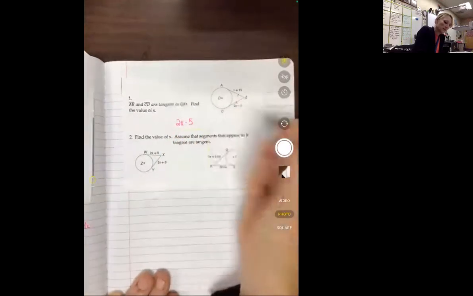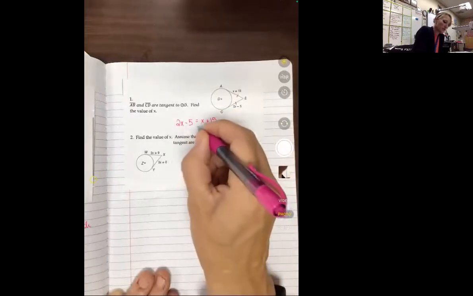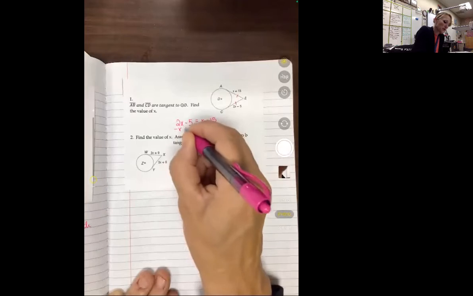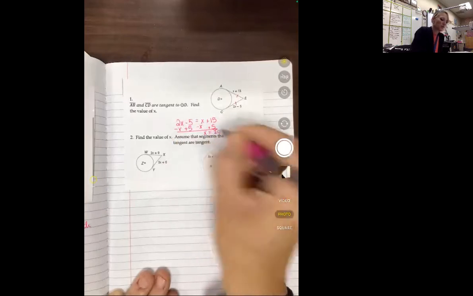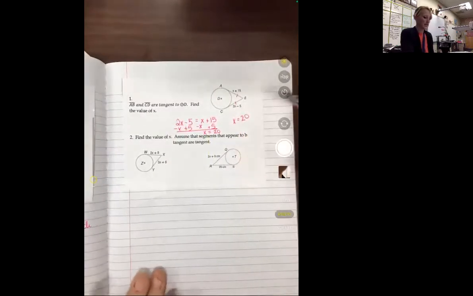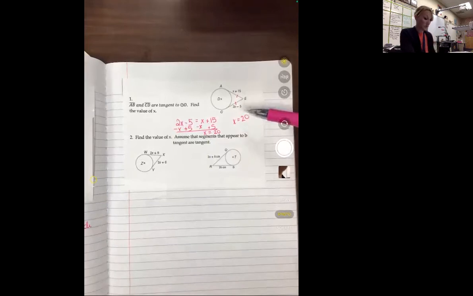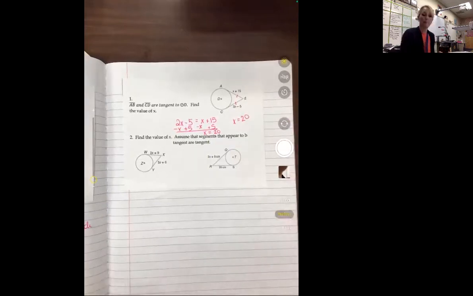2x minus 5 is equal to x plus 15. And then we're just going to solve for x by subtracting and adding 5. And we can find out that x equals 20. So pretty easy, just asking for x. Make sure that if it's asking for a specific side length or whether it's asking for x, pay attention to what it's actually asking for.